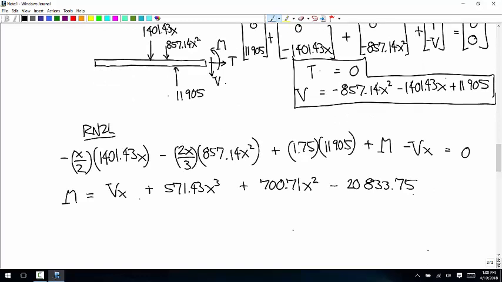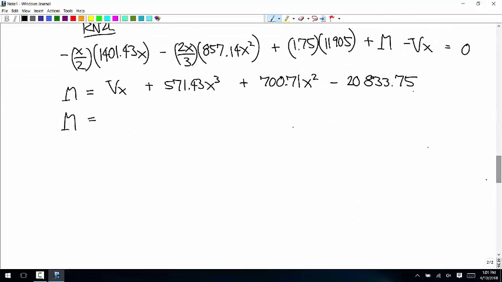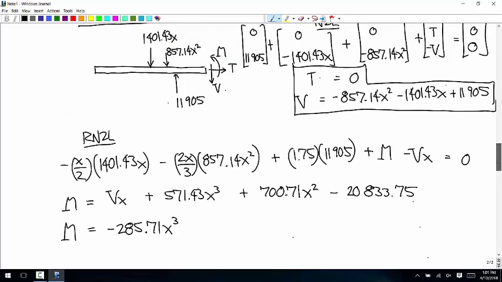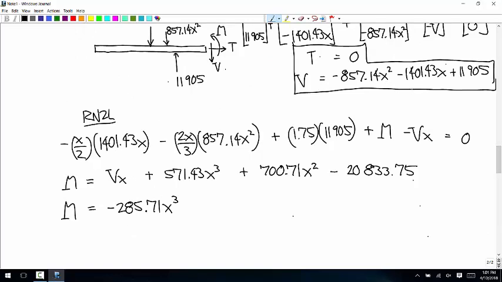And now multiply the shear force by x and substitute that in. So we're going to have two partially canceling x cubed terms. What's minus 857.14 plus 571.43? Well, it's whatever it was before, I guess. So that's minus 285.71x cubed. And then for the x squared terms, we have minus 700.71x squared. And then we have plus 11,905x minus 20,833.75.